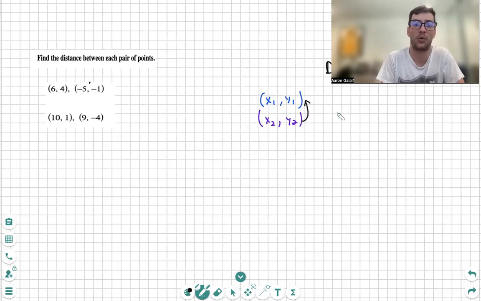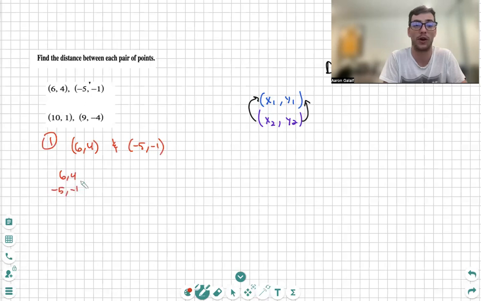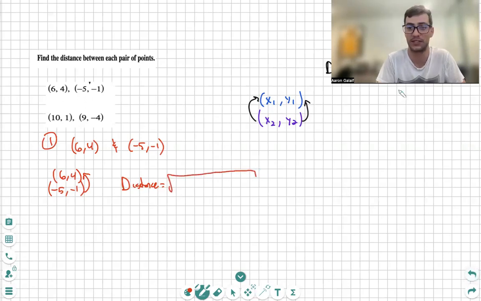All right. And all we're going to do is plug and chug those values in there. So that's it. That's all we're going to do. First thing we're going to do is write down these first problems. So let's do number 1. The first point is 6, 4. And the second point is -5, -1. The first thing I'm going to do is stack them one on top of the other. And let's draw our arrow. Next, I'm going to write distance equals to the square root. And then we're just going to start plugging and chugging our formula that we have established.